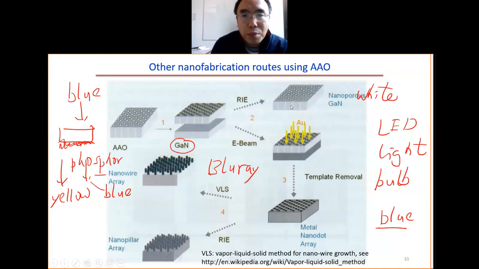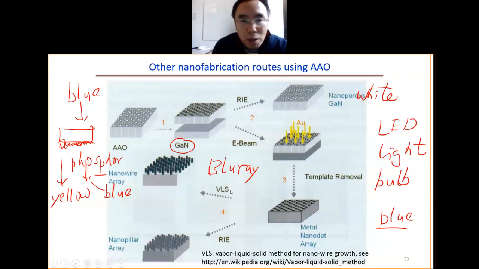Then you can do the etching process. This way you add some nanopores in the gallium nitride. Another way, you do some e-beam evaporation of gold. Then you take away the aluminum oxide, and you have this gold pattern, this gold nanodot array. Then you can use the gold as the etching mask to etch into the gallium nitride to get these nanopillars.